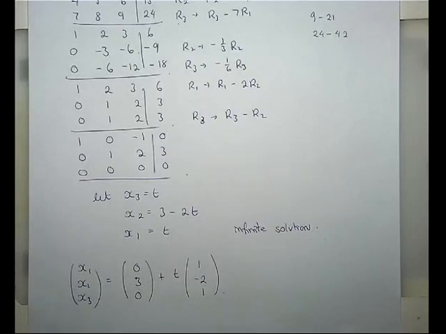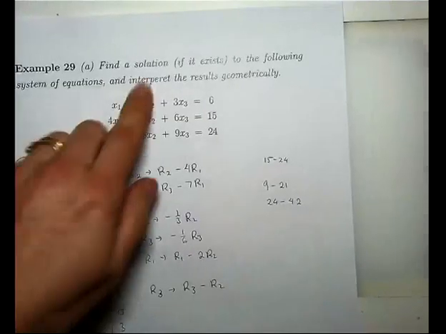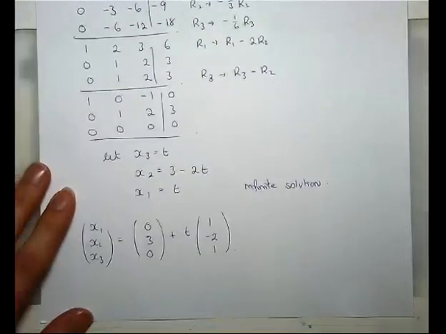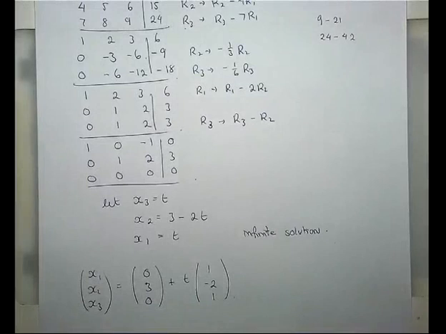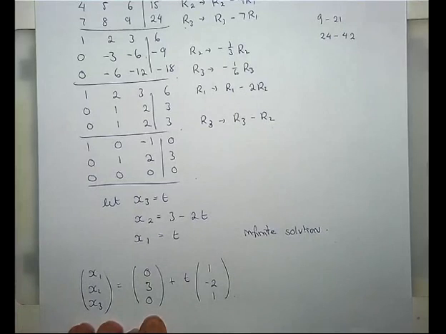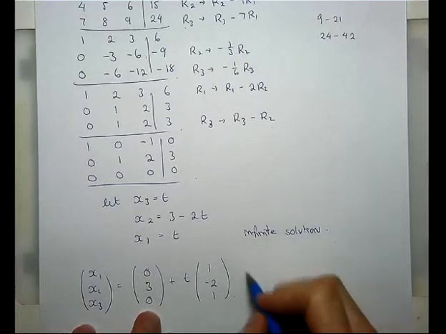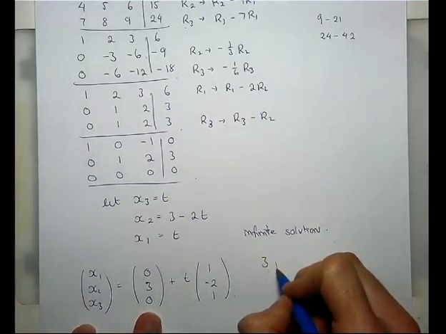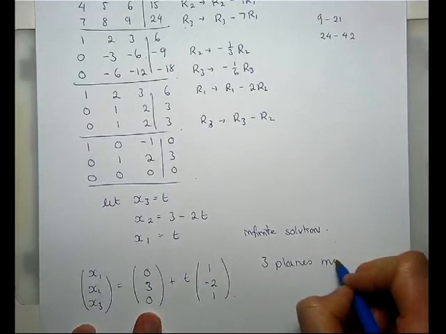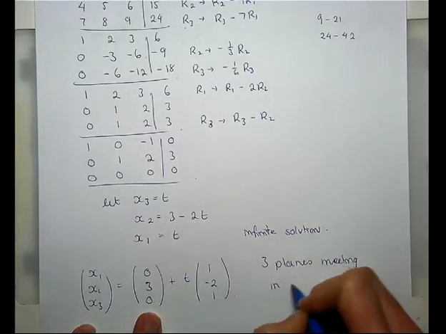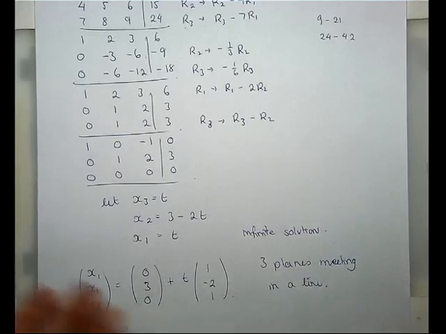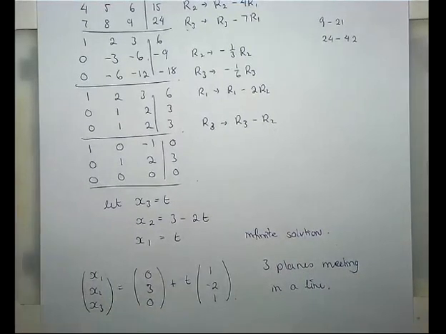Okay, so the last bit of this question is interpret the results geometrically. So we started with 3 planes, and how are they meeting? They're not meeting at a point. They're meeting in a line. That's it. 3 planes meeting in a line. This is the line in 3 dimensions, and that's the line where they meet.